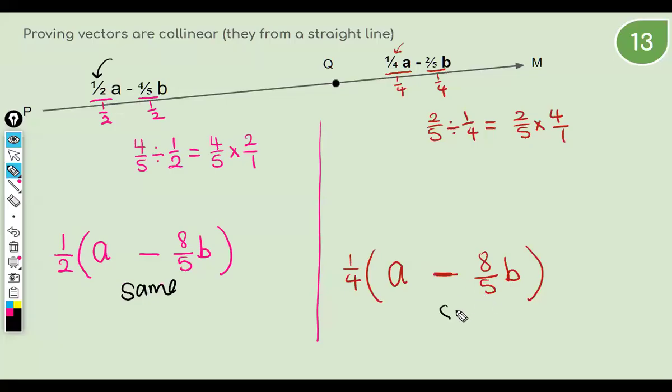The signs are exactly the same. The values are exactly the same. So these 3 points are collinear. P, Q, and M are collinear. Okay, so a lot of people got it wrong. So take down the working, right?